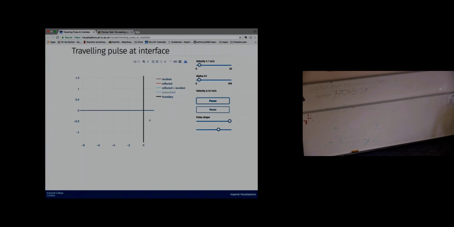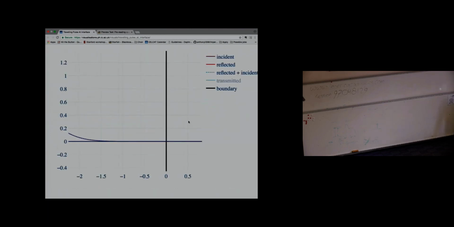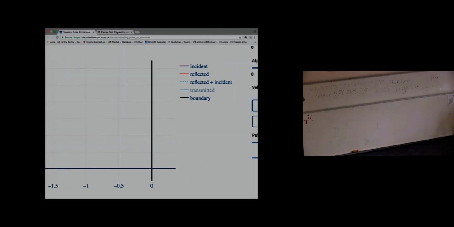So let's see if we can zoom in a bit on the boundary. Look at the blue dashed line. It's pretty much 0 at all points. If you had a completely closed boundary, it would always be 0. That's what a closed boundary is about. What does this mean for the pre-reading quiz?